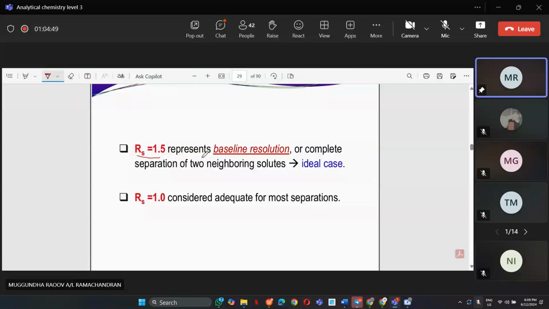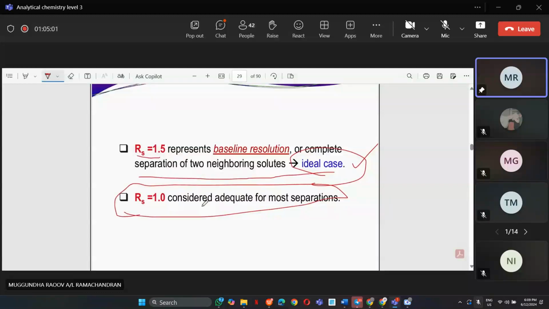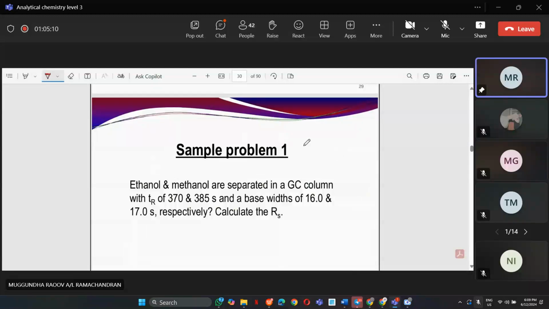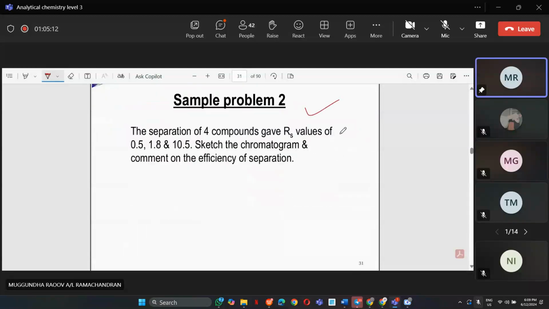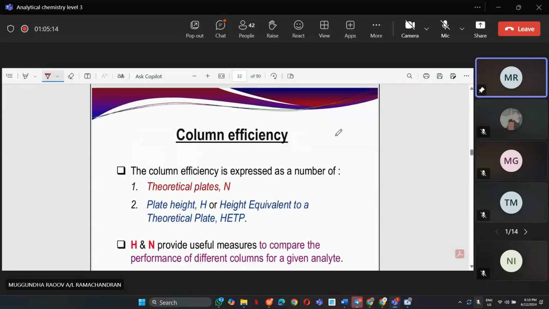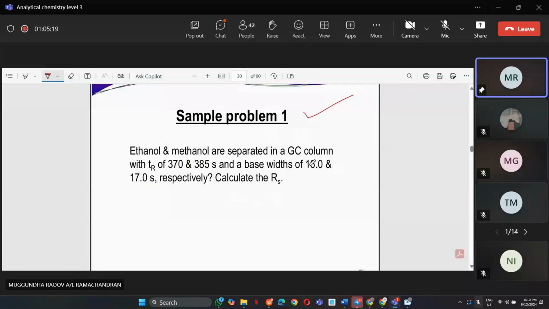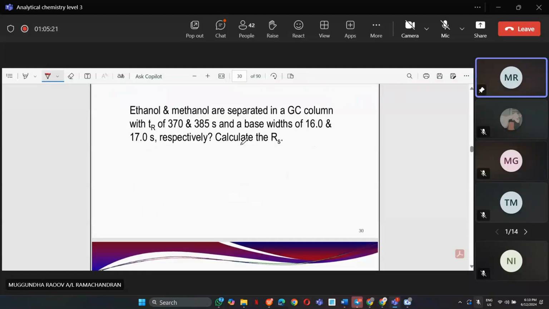Resolution of 1.5 actually represents the baseline resolution, or complete separation of the analytes. This is actually the ideal case. Most separations with a resolution of 1.1 are considered okay, but in practice we don't accept that. Class, I have given sample 1, sample 2, sample 3 calculations. I prefer to do all of these during the next class. I'll be doing this calculation next class.